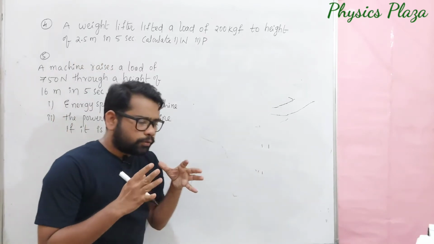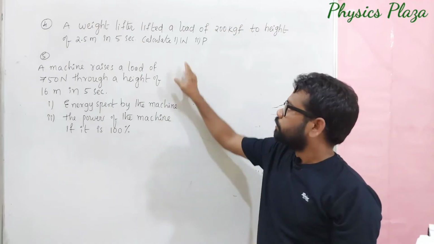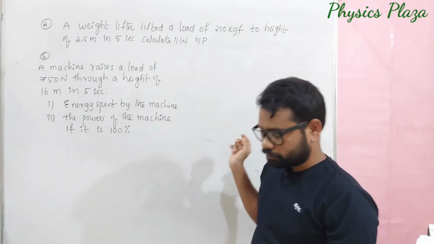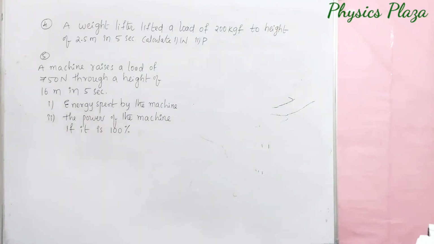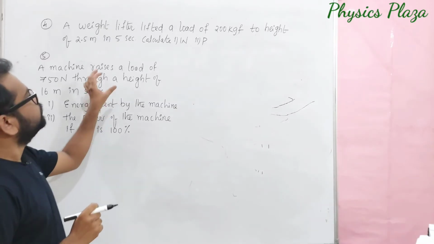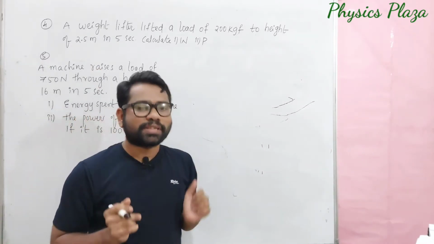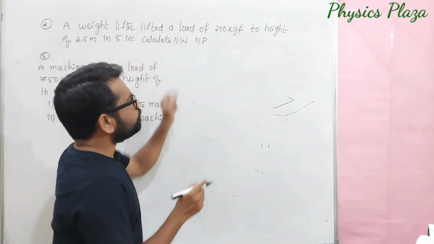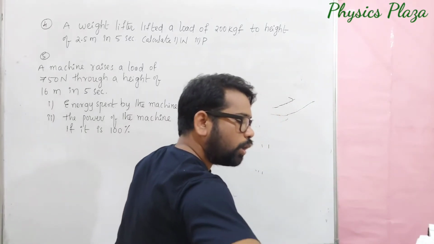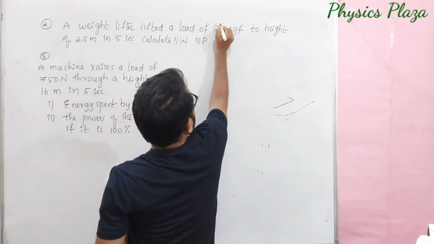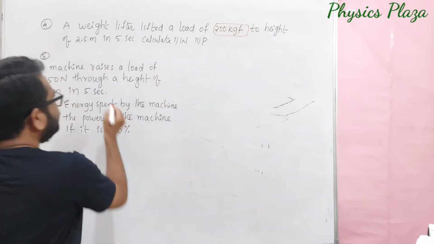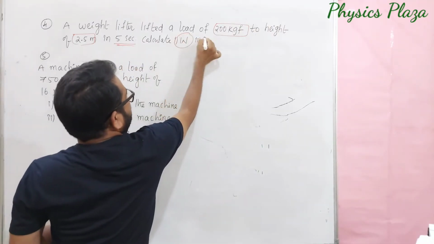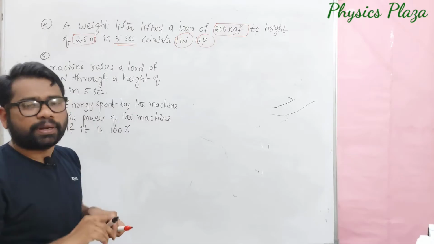Children, look here. We are going to do two numericals simultaneously, the fourth question and fifth question. They are almost similar, which is the reason we are doing them together. In these two numericals, the concept is the same. First, let us solve the fourth question. A weight lifter lifted a load of 200 kgf to a height of 2.5 meters in 5 seconds. They are asking us to calculate the work done and the power spent.